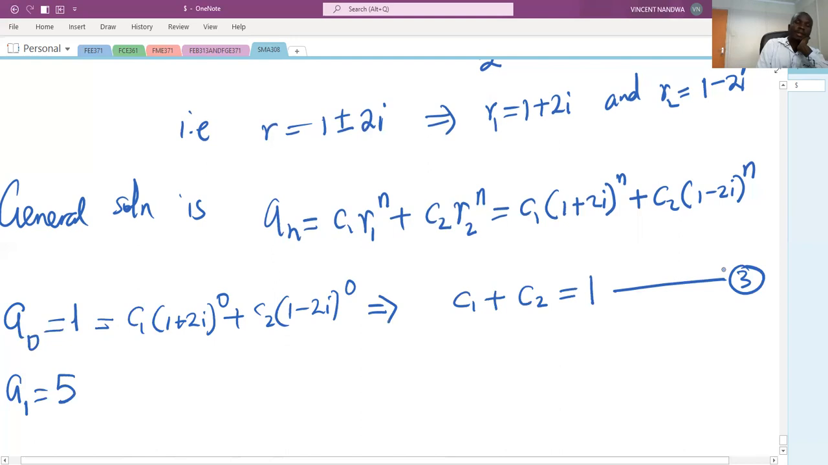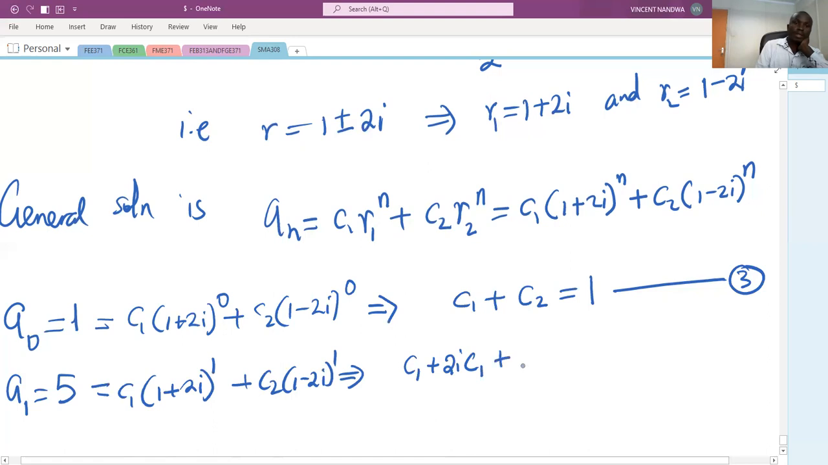And then this will be the same as C1 (1 plus 2i) raised power 1 plus C2 (1 minus 2i) raised power 1. This implies C1 plus 2i C1 plus C2 minus 2 C2i is equal to 5. Call this one equation 4.